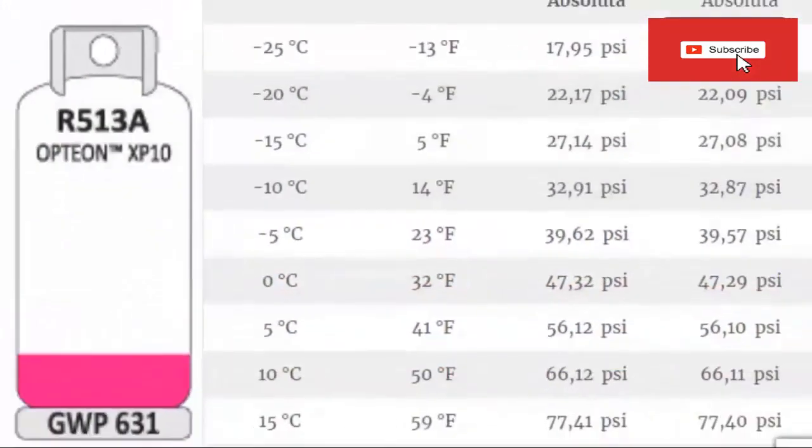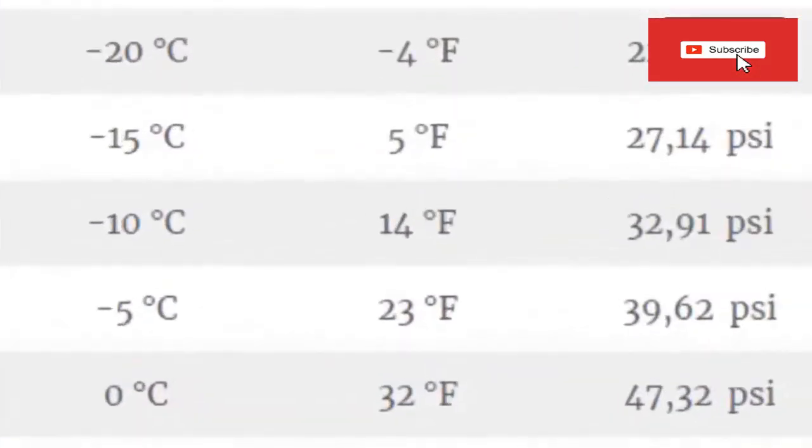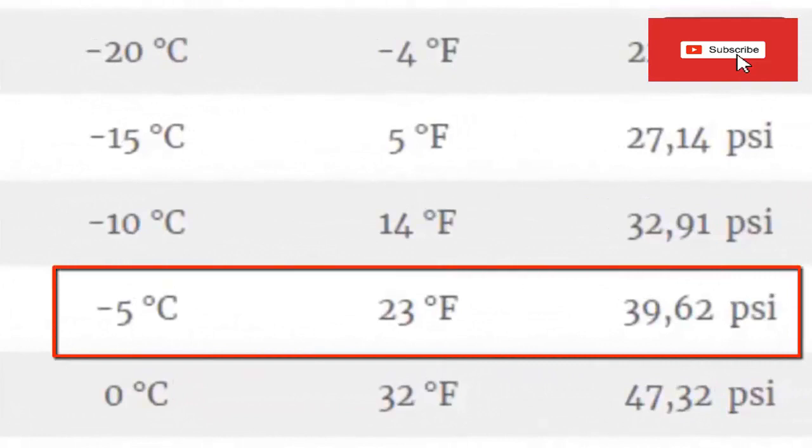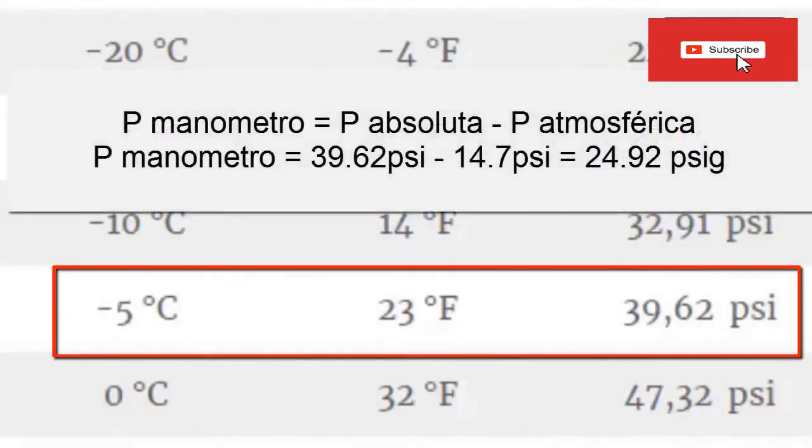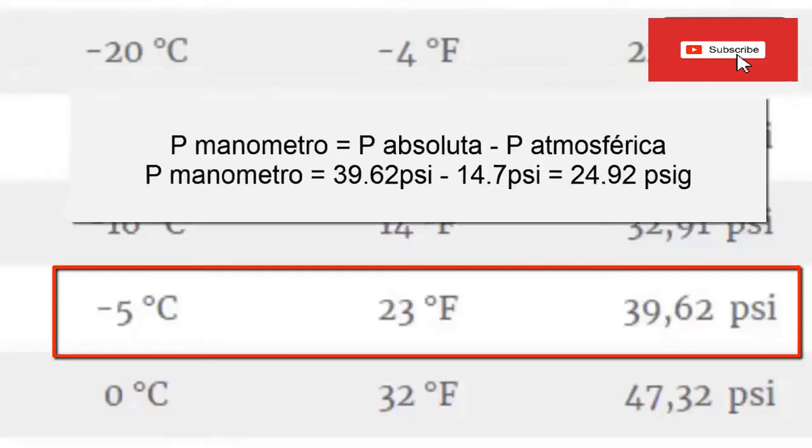Thus, for example, for an evaporator temperature of minus 5 degrees Celsius, about 23 degrees Fahrenheit, according to the table there is an absolute pressure of 39.62 psia. Since the value in the table refers to absolute values, we must subtract from this value the atmospheric pressure of the place where the equipment is located, which for this case we are going to take a value of 14.7 psi as atmospheric pressure. Subtracting 39.62 psi minus 14.7 psi gives a gauge pressure of 24.92 psig.